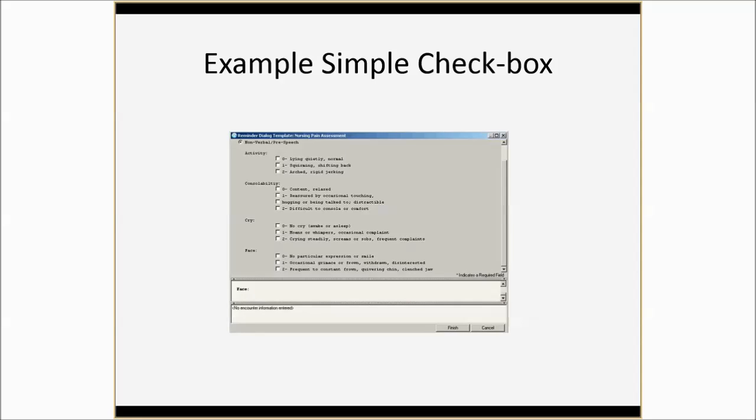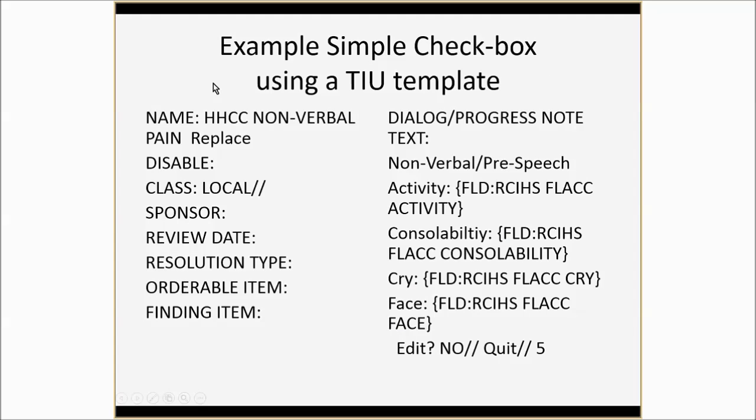So here's an example of a simple checkbox. Here's an example how you create that checkbox using a simple template. And because it's just text, there's no resolution type, no orderable item, no finding. You're basically going to populate the dialog progress note text area with that template.